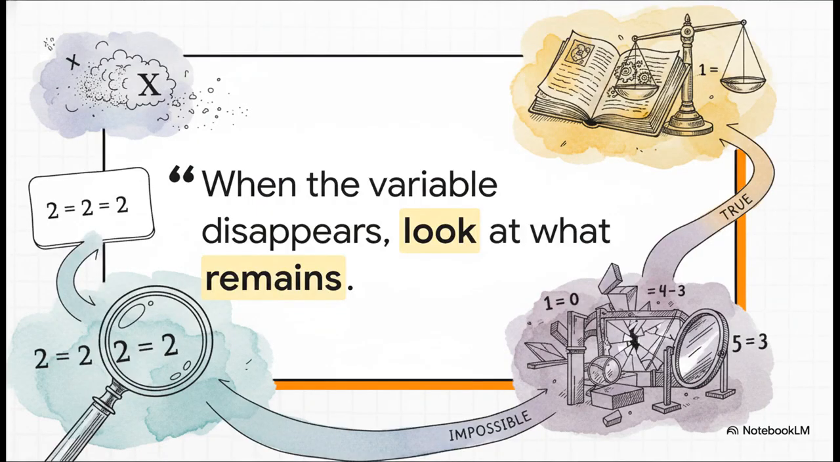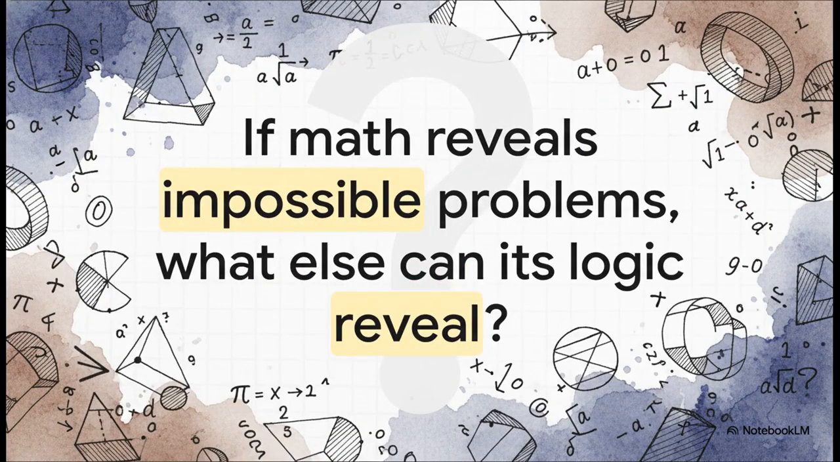So the next time your variable vanishes, don't panic. Just remember this one rule. The clue is always in what remains. All you have to do is ask yourself one simple question. Is this statement true, or is it impossible? And that leaves us with a pretty big idea to chew on. The logic inside math can prove, without a doubt, that some problems are simply impossible. So what else can that same powerful logic tell us about the world around us? It's something to think about.